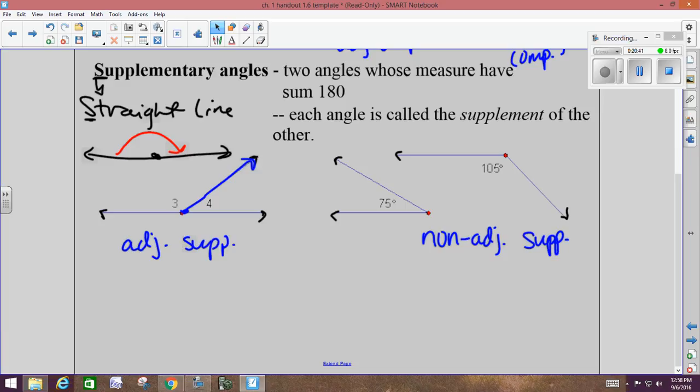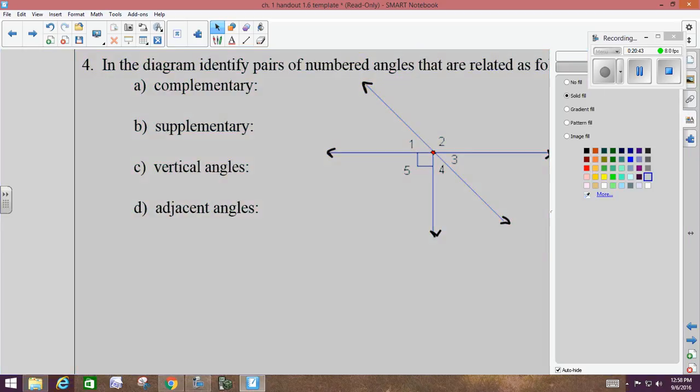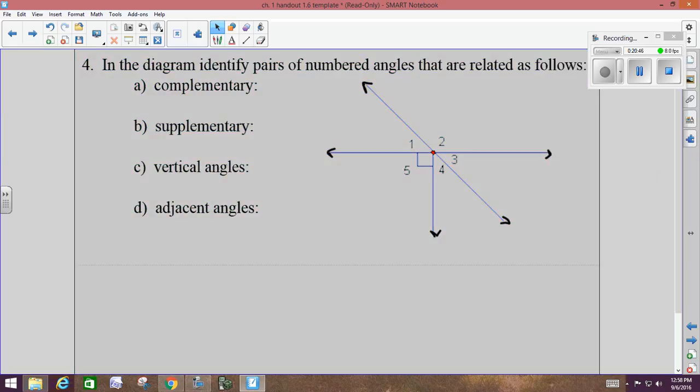Cool. Now we're all going to just do examples here. So number 4, in the diagram, identify pairs of numbered angles that are related as follows. So part A, we have to find a pair of complementary angles in that picture. Gavin, pair of complementary angles in the picture? Yes, sir. Good job. Angle 4 and angle 3 would be a pair of complementary. Gavin, would you say they're adjacent or non-adjacent? Sweet. Caitlin, part B, a pair of supplementary angles?